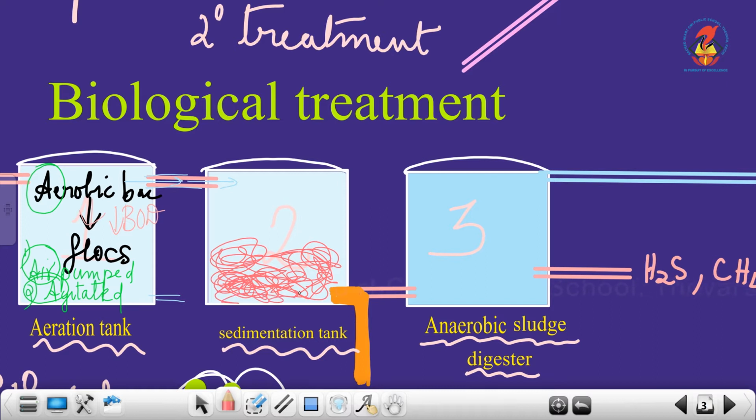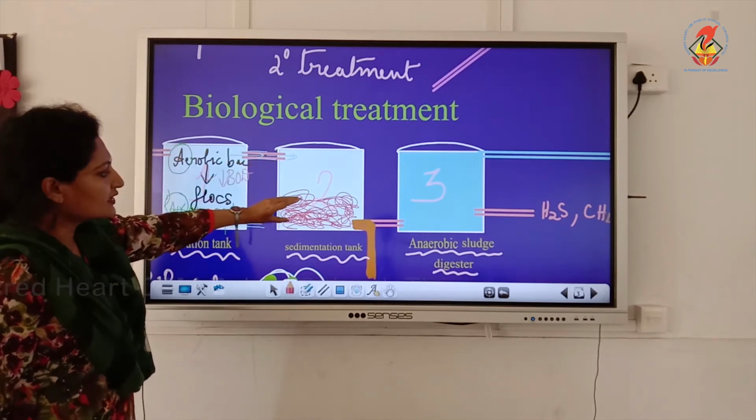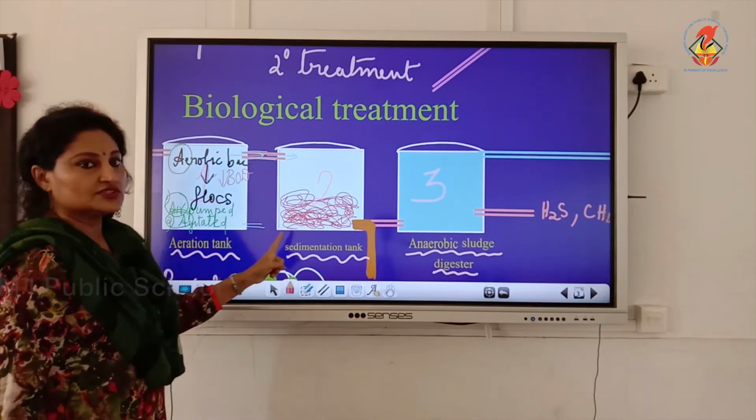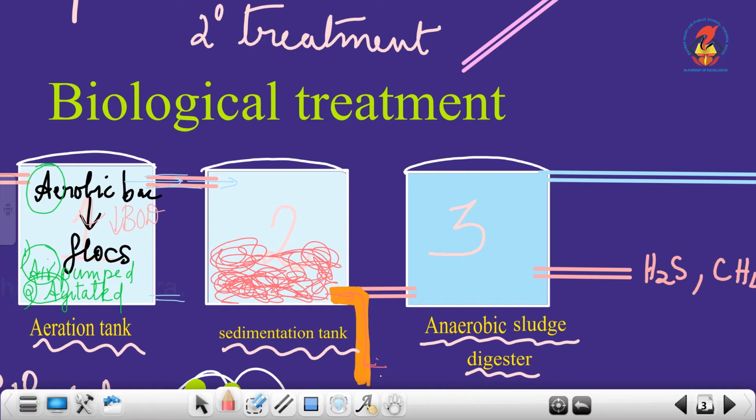Now here, did you see one outlet here? Again we have a supernatant called effluent, and this settled base is known as the sludge. This sludge is called activated sludge. The use of this activated sludge is that it serves as an inoculum for the aeration tank.